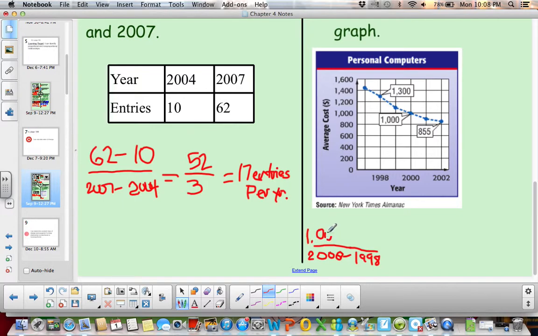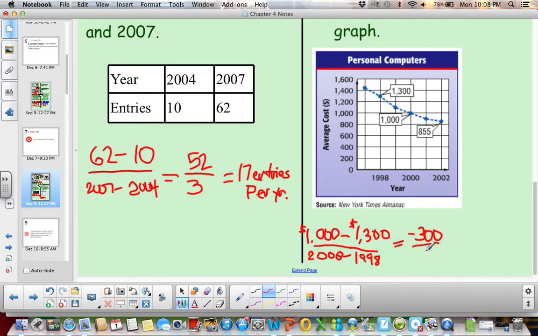Now this is super important, to be doing this in the correct order. That's why it's nice to know that you're already looking for a negative number. It's important to line it up directly above the correct year that it corresponds with. In 2000, it was $1,000. In 1998, it was $1,300. If you were to switch this around, you would not get the correct answer. So 1,000 minus 1,300 equals negative 300.